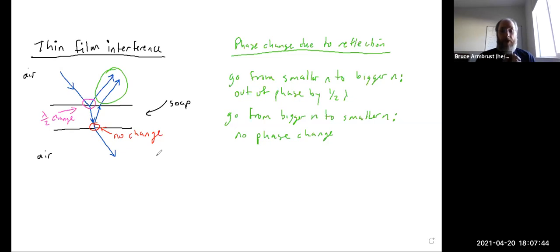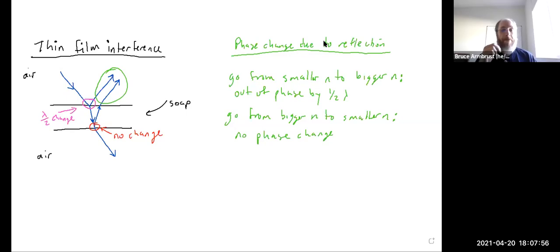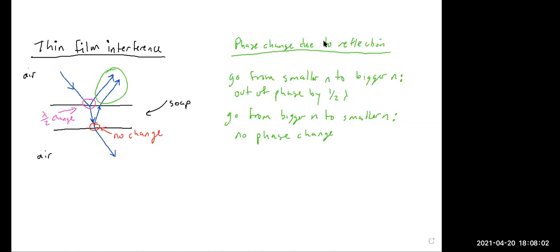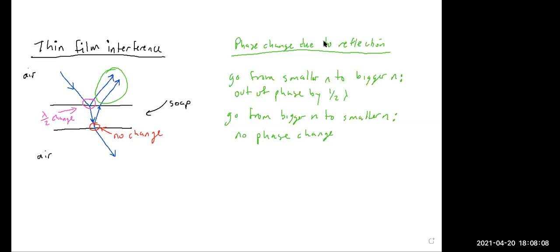Is it going to be constructive or destructive? Constructive, I guess. So they were both at peaks. Now one of them is a trough. Oh, yeah, destructive. Okay. So those are going to cancel out. So what we would expect right there is destructive.